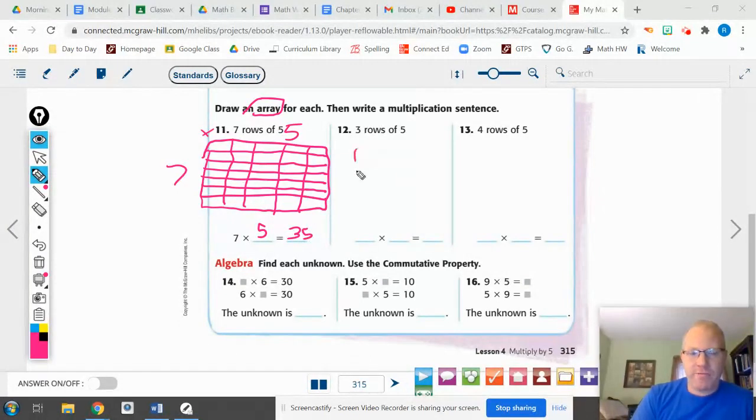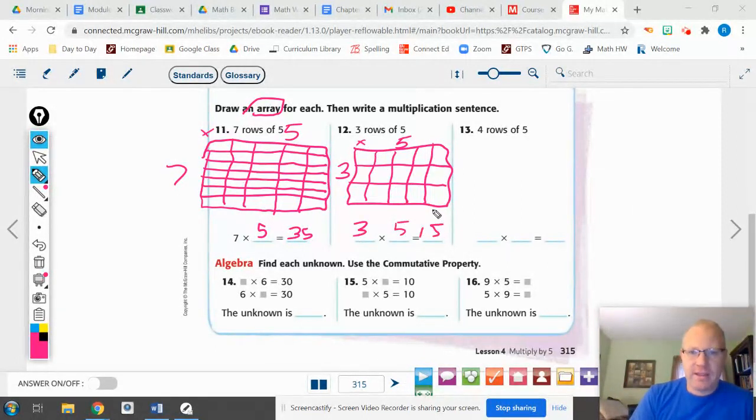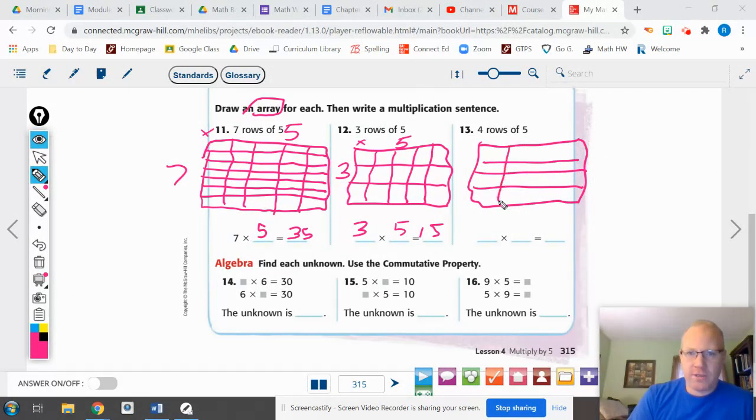3 rows of 5. 1, 2 times to make 3 rows. 4 times to make 5. Now we have 3 times 5. 3 times 5 is 15. Now we have 4 rows of 5. Cut it 3 times. Cut it 4 times. So we have 4 times 5. 4 times 5 equals 20.